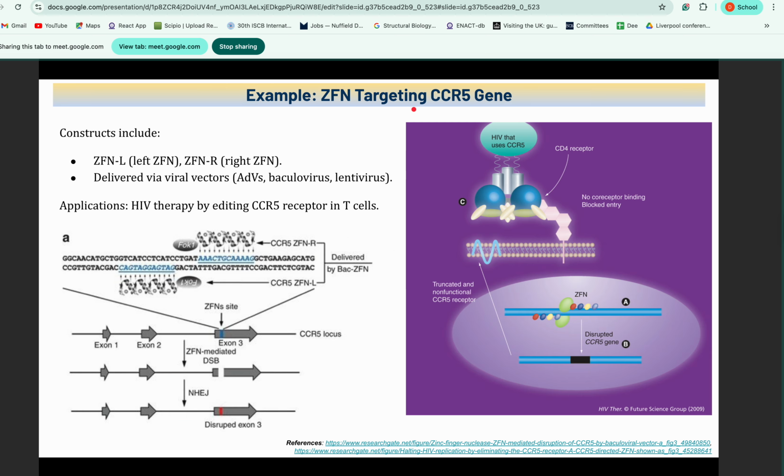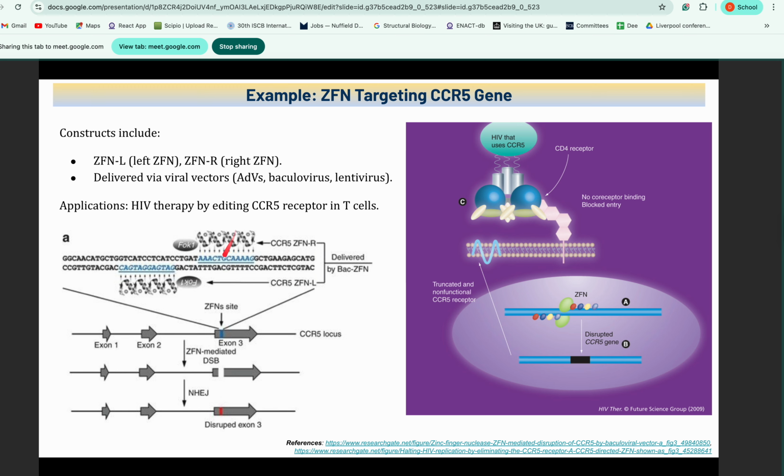Okay, now we'll see some of the examples. So, zinc finger nucleases targeting the CCR5 gene. This construct includes the zinc finger nuclease left and zinc finger nuclease right. The right side of the zinc finger nuclease is referred to as ZFNR. So this is our left construct and this is the right construct.